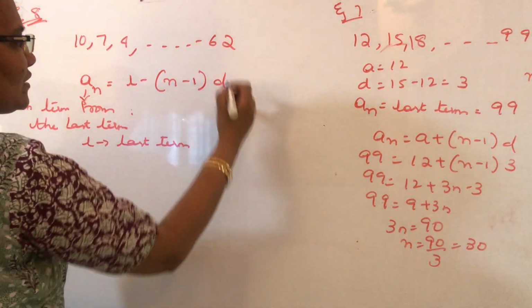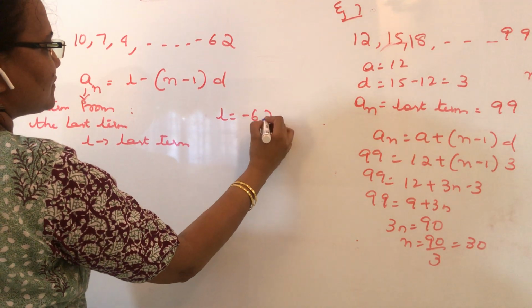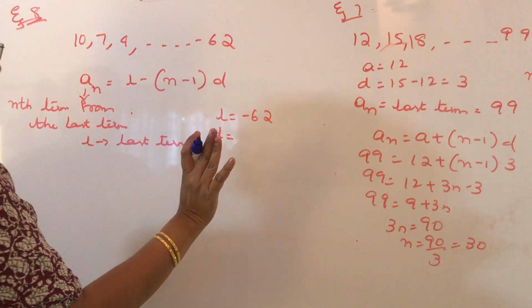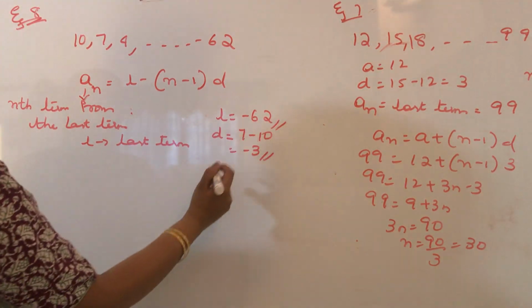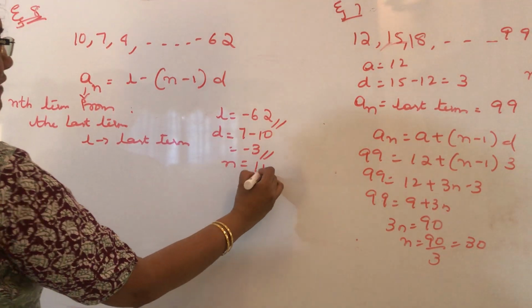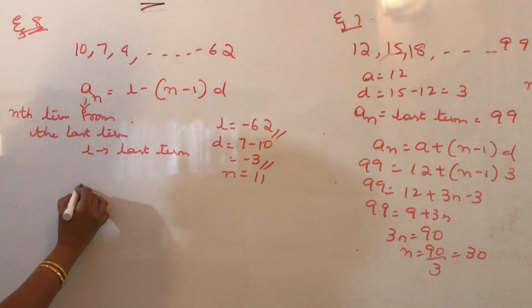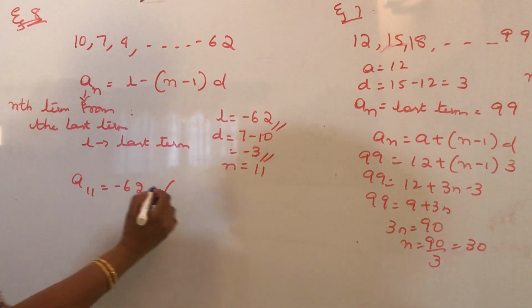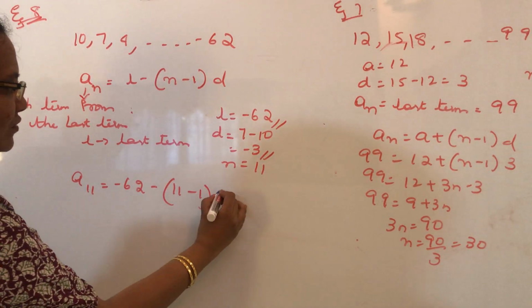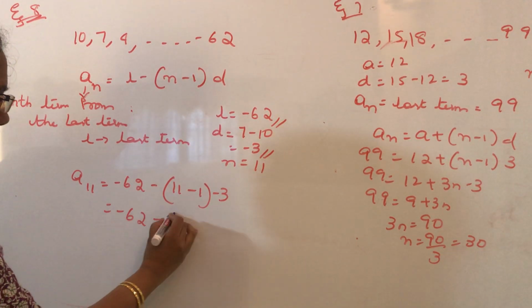Now here, as per the question given, what is L? Minus 62. What is d? Same concept: second term minus the first term, which is minus 3. And you have to find the 11th term, so n is 11. That's all. Now come back to this formula. A of 11 is equal to minus 62 minus (11 minus 1) into minus 3. Just solve this.